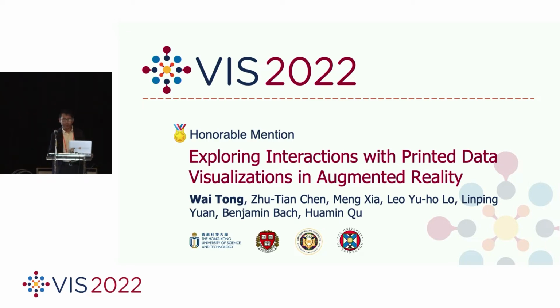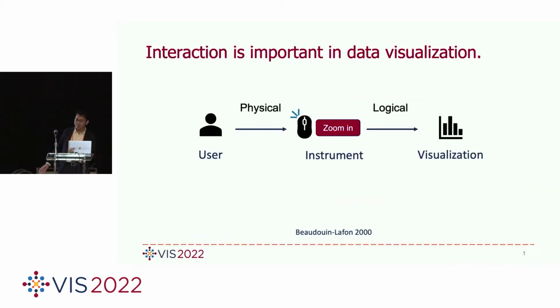So I'm going to present our latest paper today. Interaction is important in data visualization. It helps users engage in data exploration. Generally, interactions can be involved in two layers, the physical layer and the logical layer. The physical layer represents the interactions between the user and the instrument. The logical layer represents the interactions between the instrument and the visualization. For example, users can use a mouse to click on a zoom button and zoom in on the data visualization to get a detailed view for analysis.